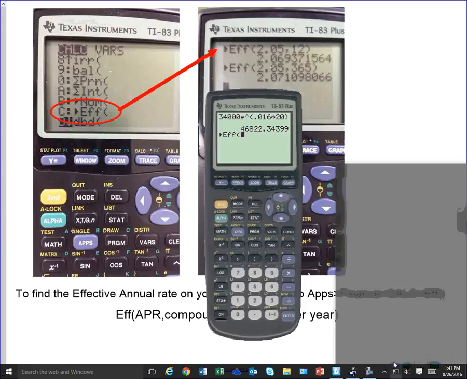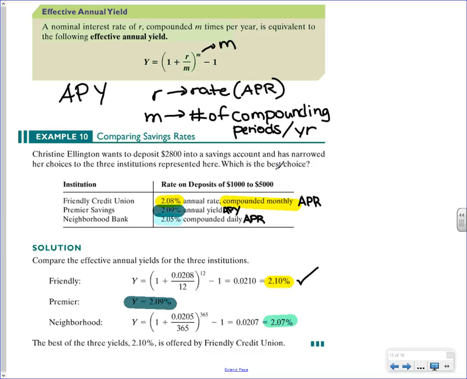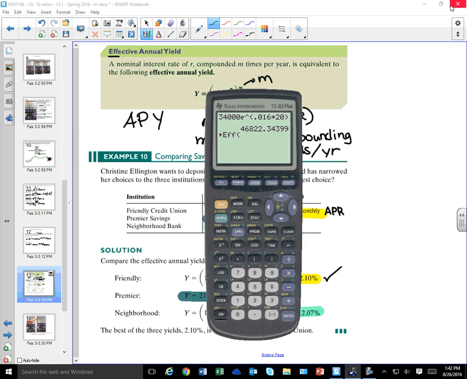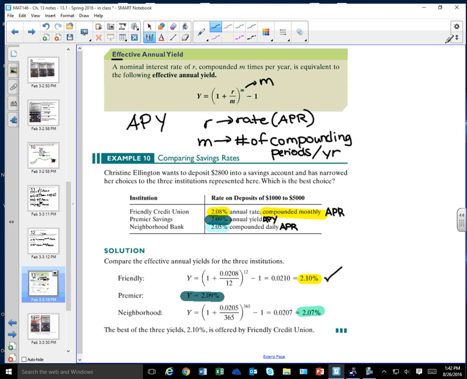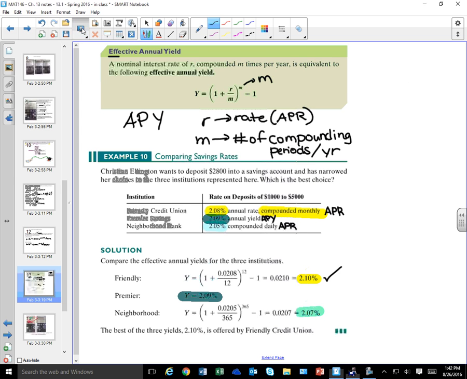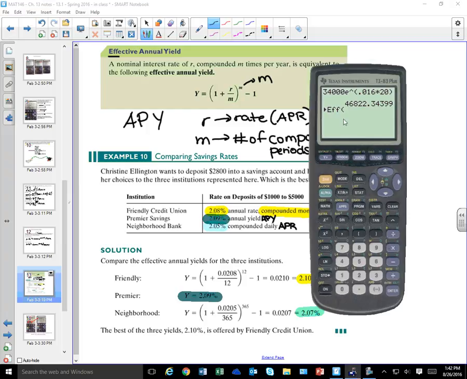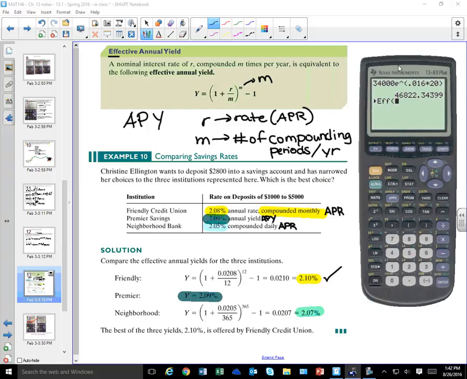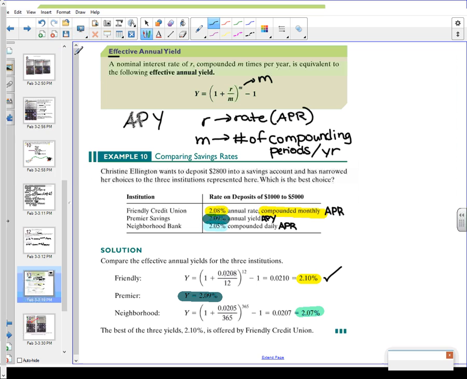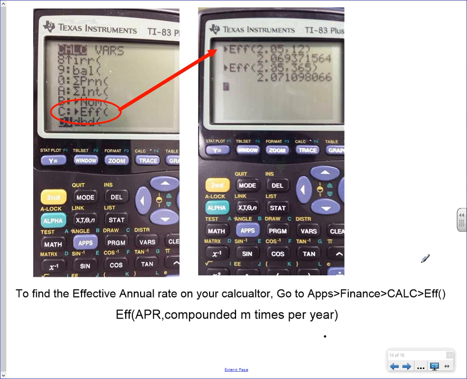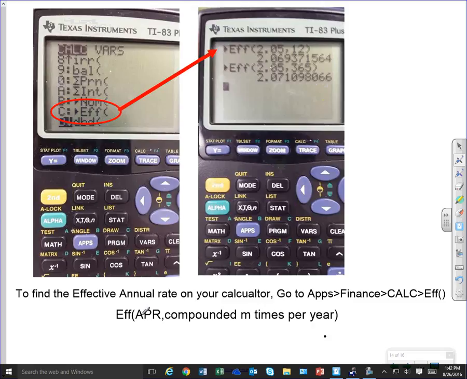Go back here. Notice this is called effective annual yield. So the EFF, that's where that's coming from. Okay, so effective annual yield here, we're looking at how are we going to put this in. So this has on here how to put it in. We want to put the APR in and then comma, the number of times it's compounded in the year.